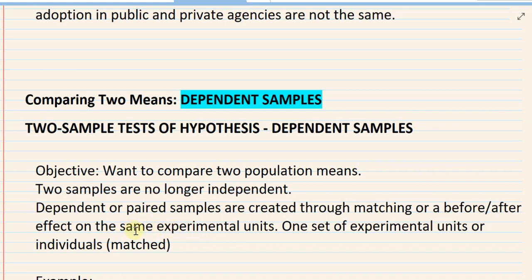So again, you either match two things, a pair of subjects together, or you create a before and after effect on the same experimental units. Some people say you apply two treatments to the same experimental units. Again, I'll show you several examples. This is going to become easy in a minute. So in this case, you have one set of experimental units or individuals that are matched.